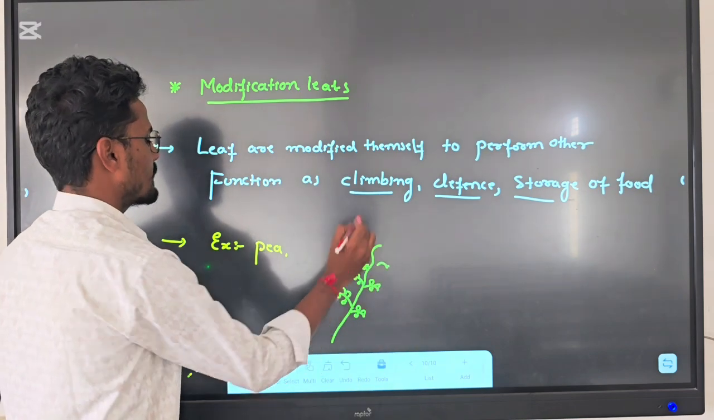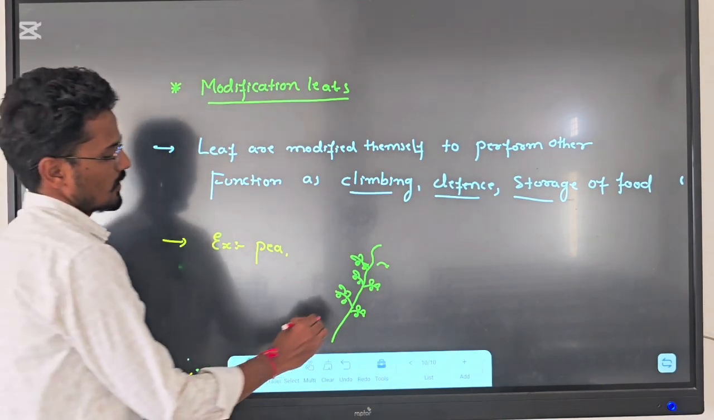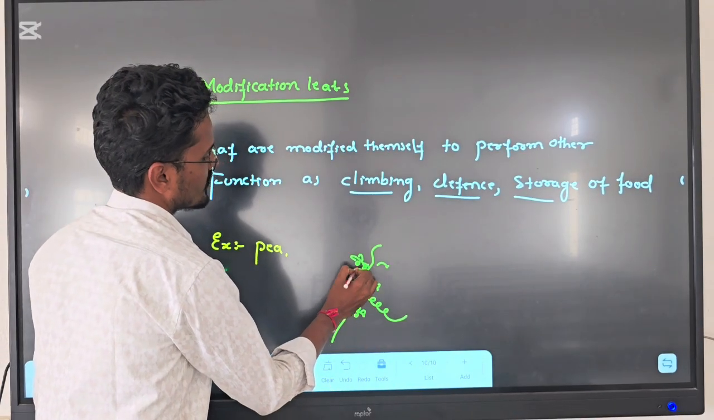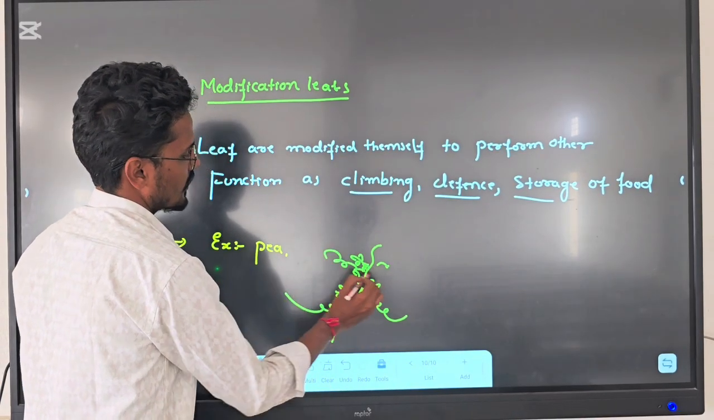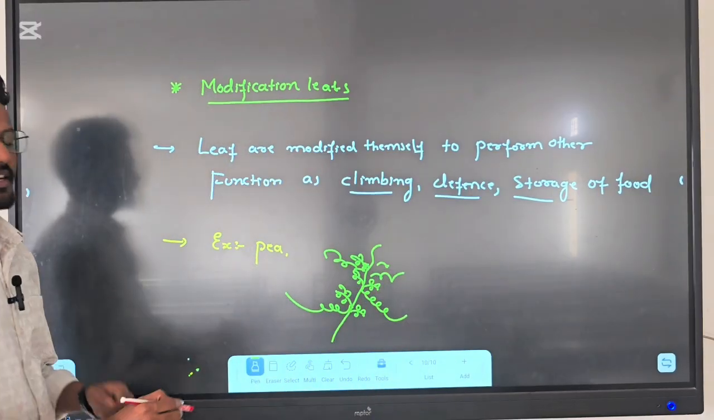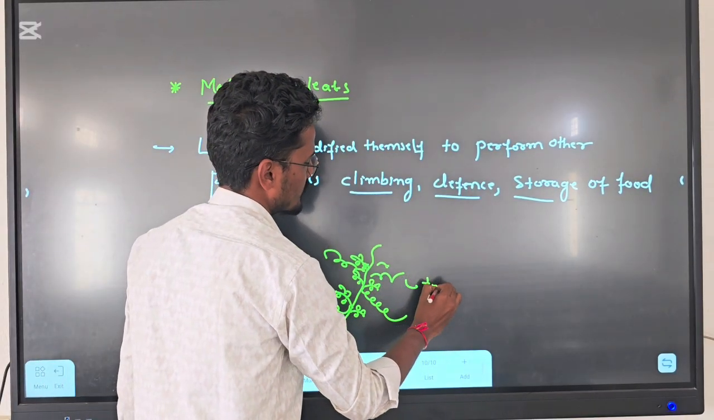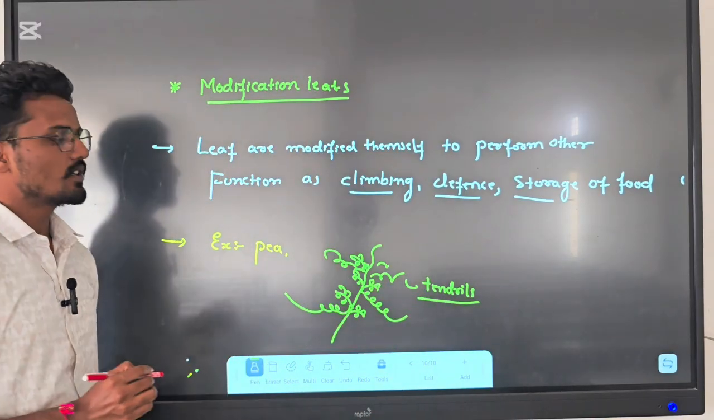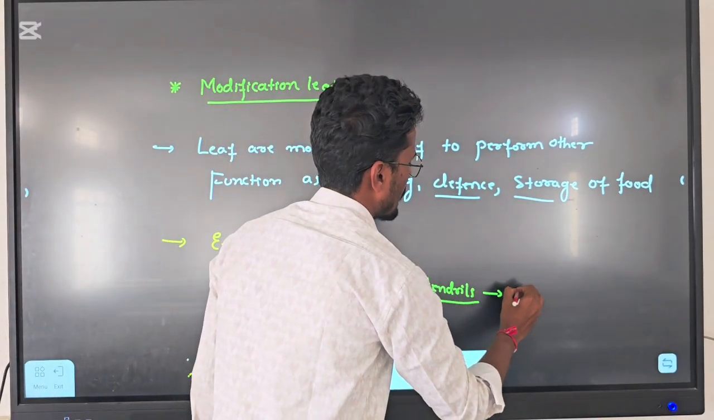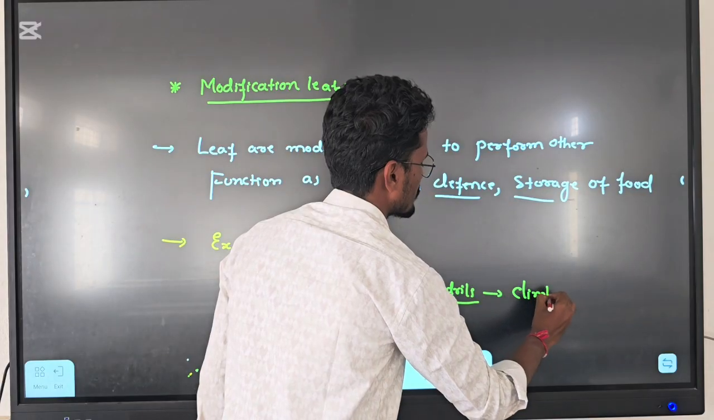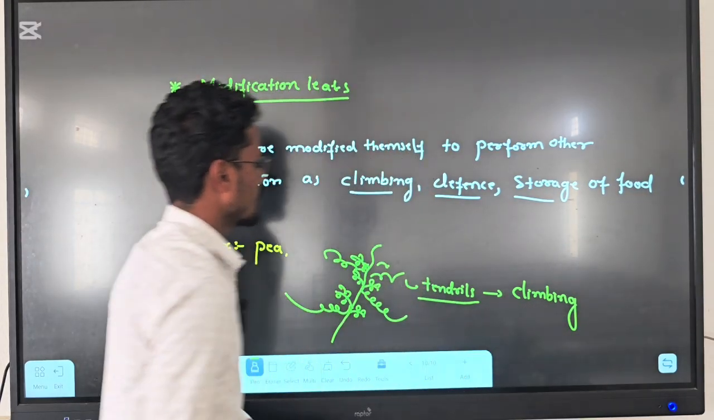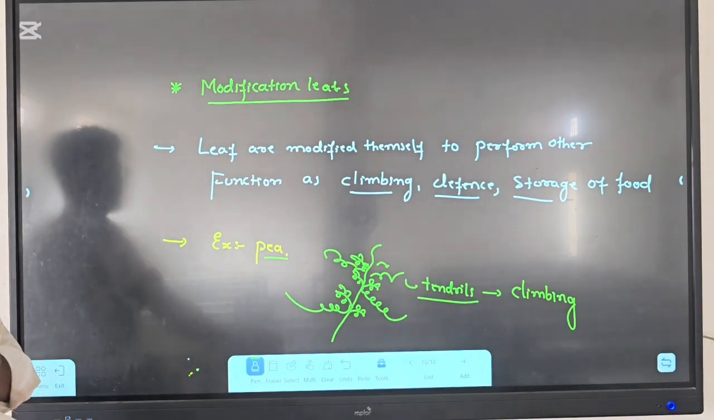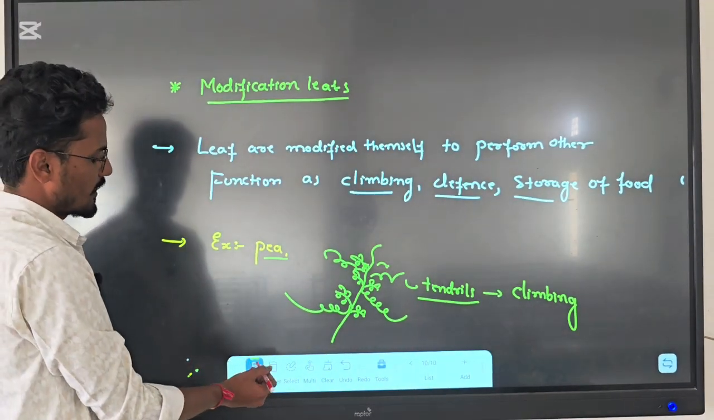Okay, so except from these leaves, some leaves are going to convert themselves into tendril-like structures. Leaves are going to be converted into tendrils. This is the main modification. These tendrils help in climbing, as in pea plants. Next, another type of modification is there, that is for defense.